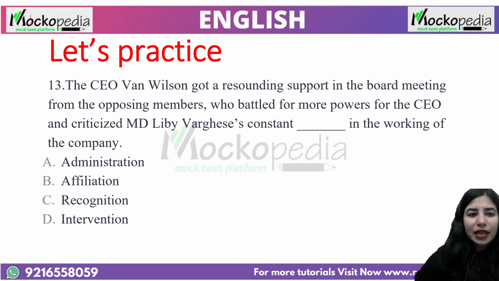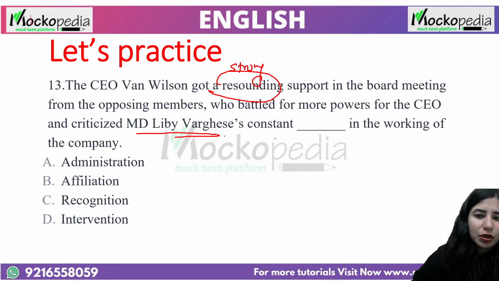So let's see. The CEO, Van Wilson, got a resounding support. That means strong, reassuring. In the board meeting from the opposite members who battled for more powers for the CEO and criticized MD Libby Verghese's constant dash in the working of the company. So what are we talking about? What was criticized of MD Libby Verghese, right? So what was she doing that was criticized, and everybody wanted that Van Wilson should get more support.